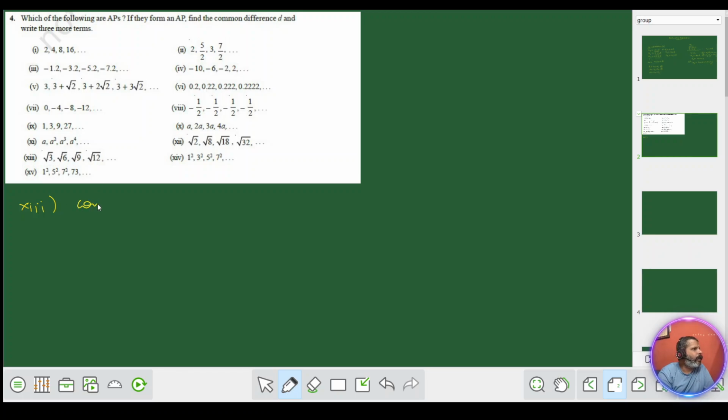13th, consider the same way: root 3, root 6, root 9, root 12, dash, dash, dash. D is A2 minus A1, root 6 minus root 3. Root 6, how can we write? Root 3 into root 2 minus root 3. If you take root 3 common, it will be root 2 minus 1.